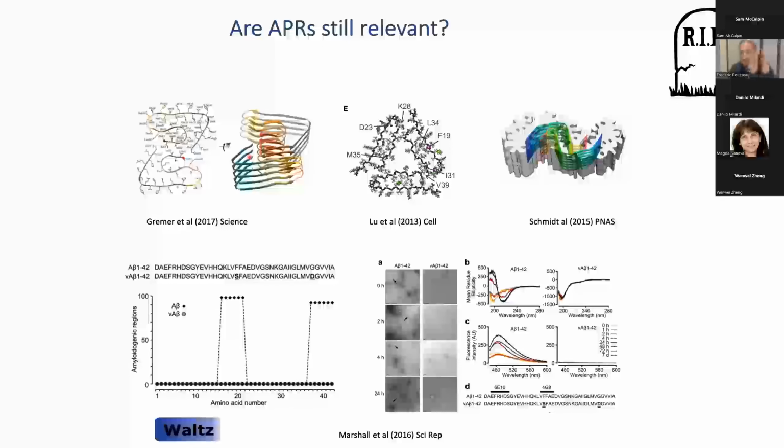It's not the same segment that sticks to each other, but it's actually packing against another region of the protein in the amyloid conformation. So again, are these APRs still relevant? Do they still mean something, or is it just a concept that is now outdated?